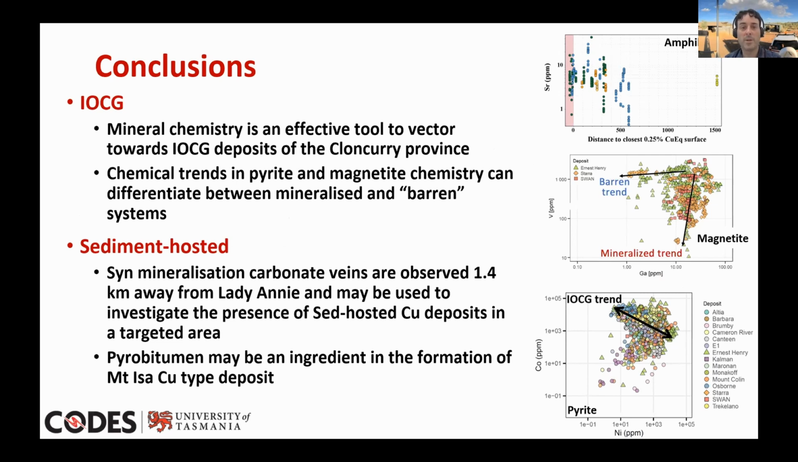There are chemical trends in pyrite and magnetite that can potentially differentiate between barren and mineralized systems. And from the sediment-hosted copper deposits, we saw at Lady Annie that there were carbonate veins 1.4 kilometers away that had the same chemistry, and pyrobitumen might be an ingredient that we want to look at for the formation of these types of deposits.